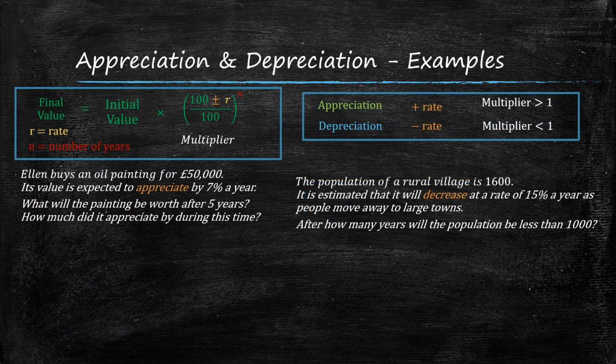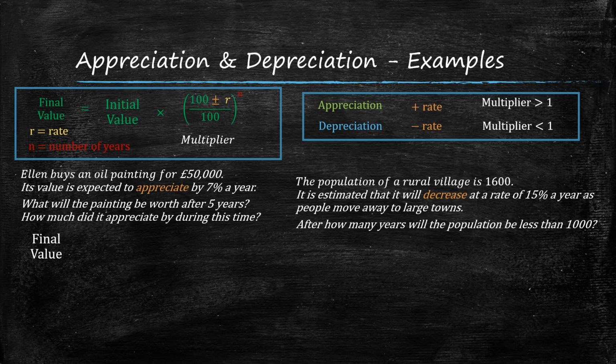In our next example, Ellen buys an oil painting for £50,000. Ellen is obviously quite wealthy. Its value is expected to appreciate by 7% a year. What will the painting be worth after 5 years? And how much did it appreciate by during this time?